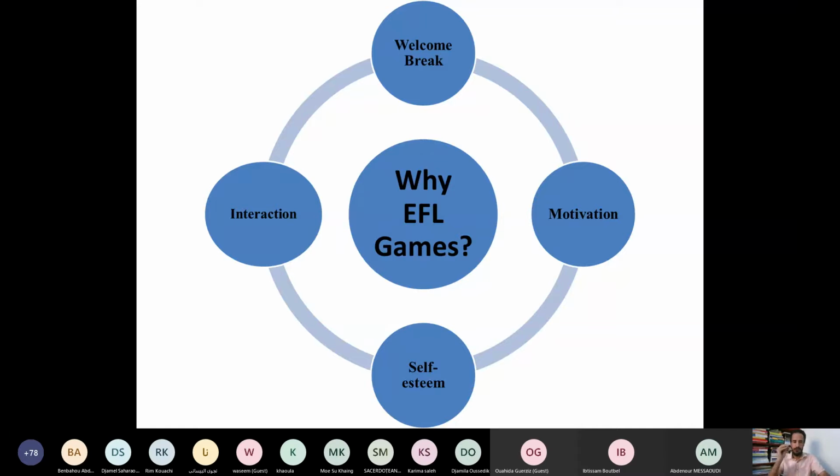Interaction for the sake or for the purpose of communication, because we want our learners to communicate, because sometimes your students feel shy or they feel embarrassed. But when you put them into groups and when there is fun, when there are games, they feel at ease, they feel motivated, there is self-esteem, and there is interaction between slow learners, fast learners, shy students, etc. Okay. These are the reasons behind using games in EFL classes. And our participants have just mentioned, these are other very interesting reasons. Okay, so now comment so far about the major four reasons.